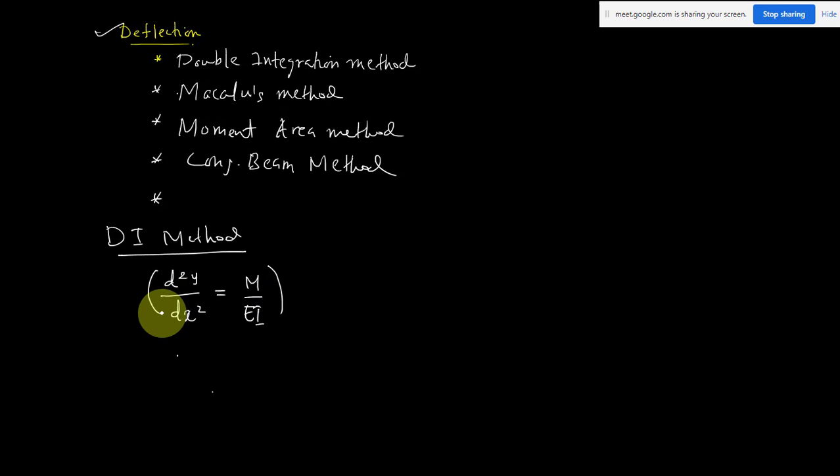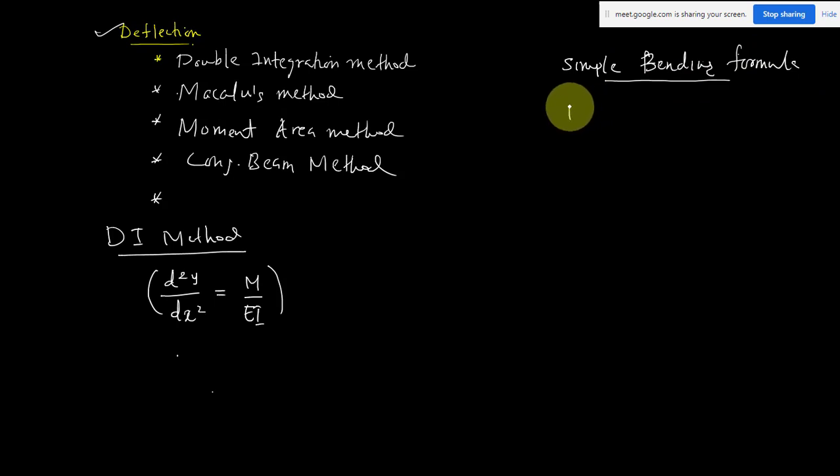You are actually starting from the simple bending formula, the pure bending formula you must have studied. What is the simple bending formula? I will directly give the equations, then I will explain. We have a relation between the bending moment, moment of inertia, bending stress, and y, the distance from the neutral axis. So this is your pure bending formula.